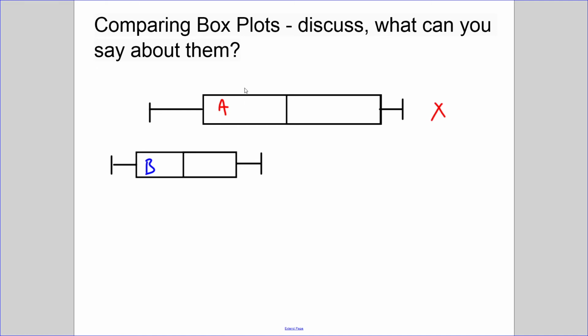This is usually set as a discussion exercise: what things could you compare for this? So for A, the median is higher than B. For A, the interquartile range is higher, and this one has one outlier, this one has no outliers. Those are your 3 points.